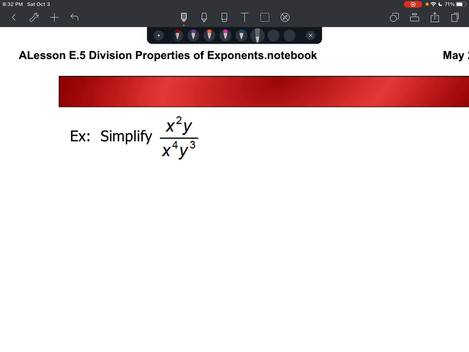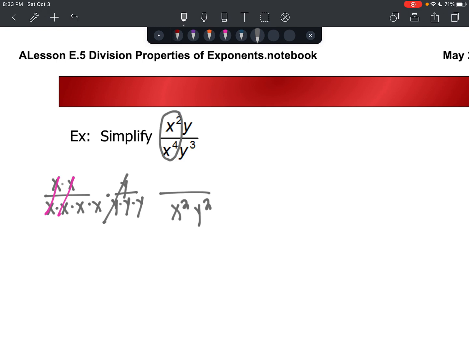Okay, x squared y over x to the 4th y cubed. If you think about 2 x's being in the numerator and 4 being in the denominator, the 2 that are going to cancel out are going to leave 2 in the denominator. So that would be x squared in the denominator. If we think about the y's, that would be 1 y in the numerator and 3 in the denominator, one of those would go away and I'd have y squared in the denominator. So x to the second power over x to the fourth is x squared in the denominator, and y over y cubed is y squared in the denominator. And what's left in the numerator? We can always put a 1.